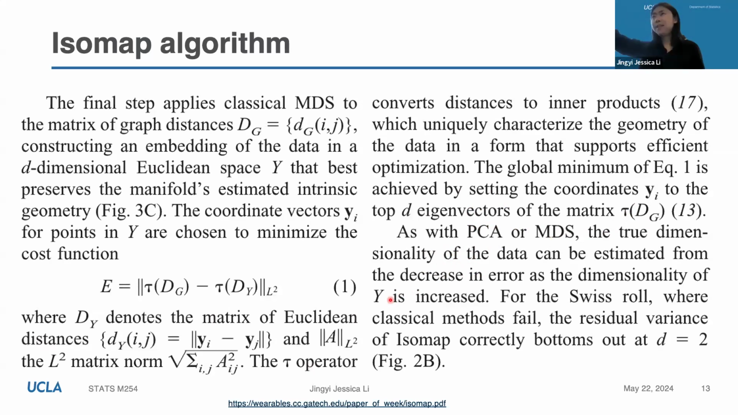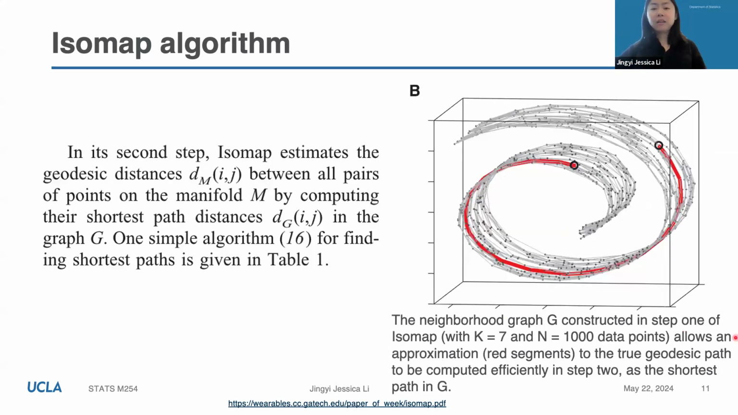We also can have something like an elbow plot, but we're not showing it here because in practical use you can only do d equals 2 or 3. Honestly, you cannot go beyond that, otherwise you violate the purpose of visualization. For the Swiss roll, where classical methods fail, the residual variance of Isomap correctly bottoms out at d equals 2. So it identifies that the manifold is essentially two-dimensional.